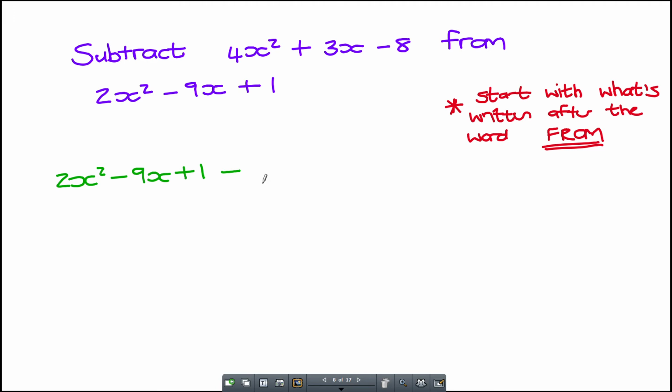But can I now just start with 4x squared plus 3x? What must I do? I must have that in brackets because that's like one thing. I'm subtracting that whole thing from the previous one. Do you guys understand? Okay. So on your own, try and do that one. What am I going to do now? I'm going to multiply in that negative 1. Okay. Try.